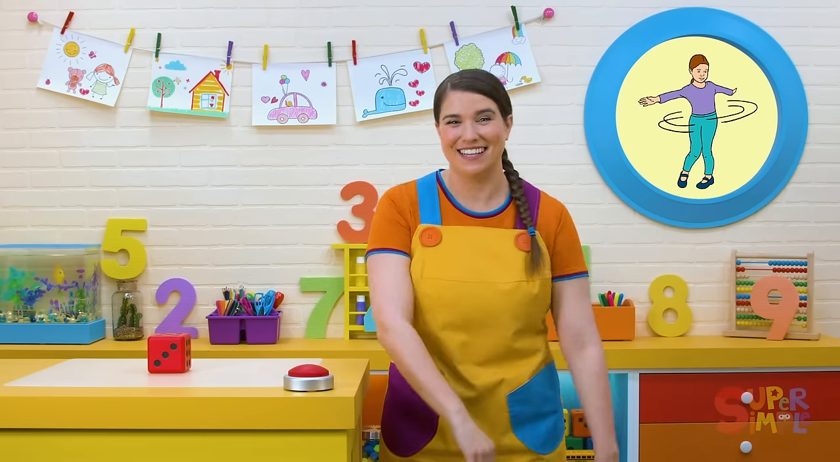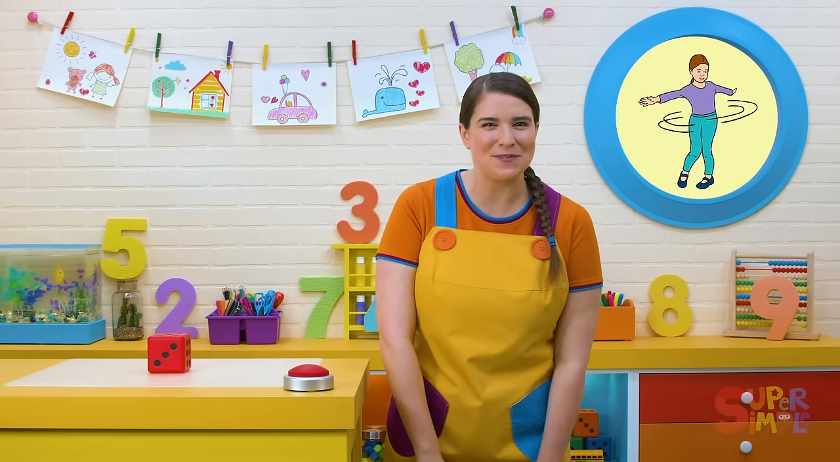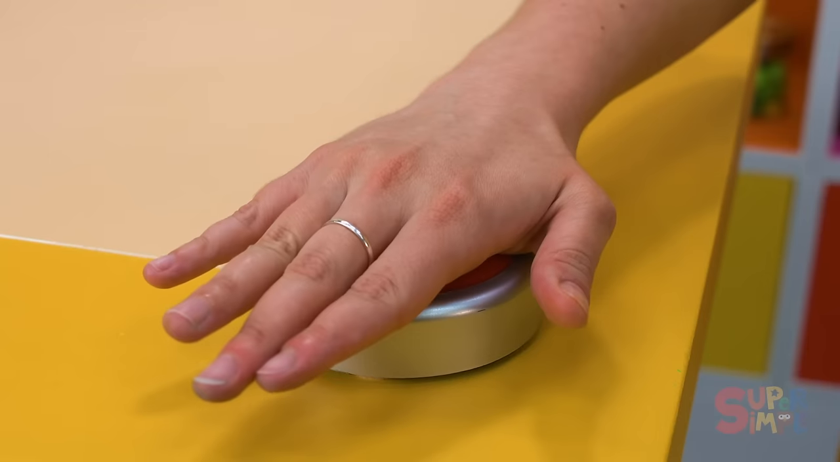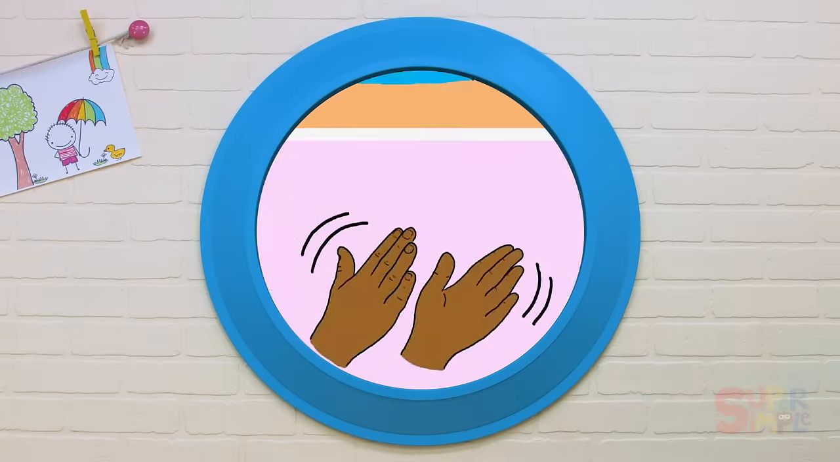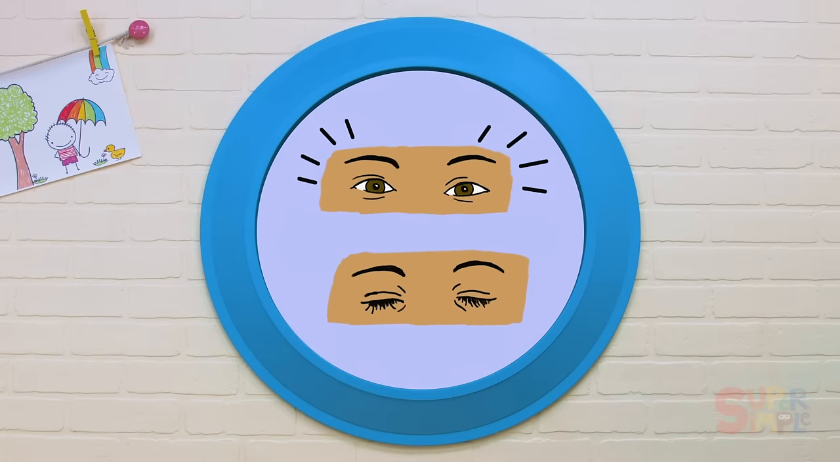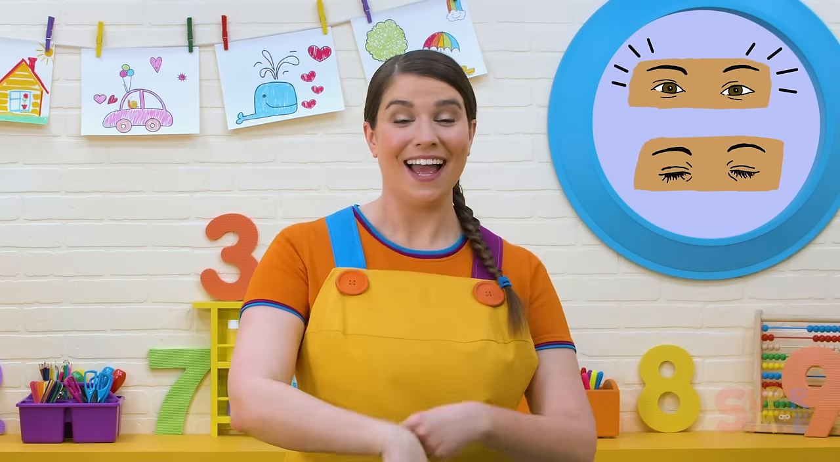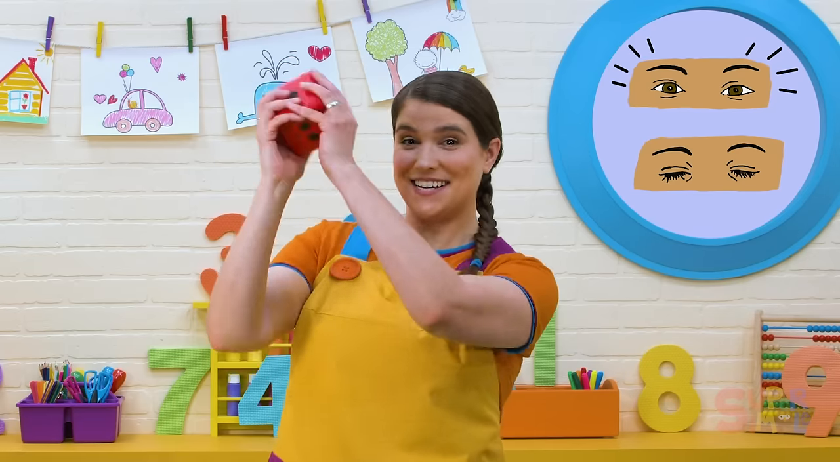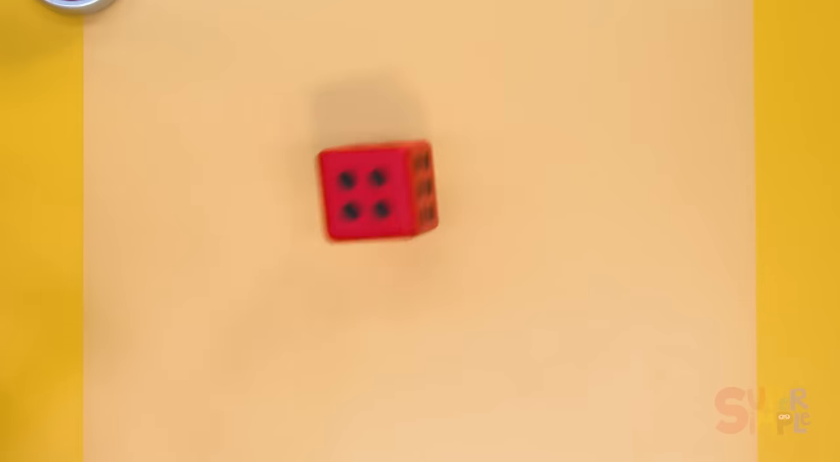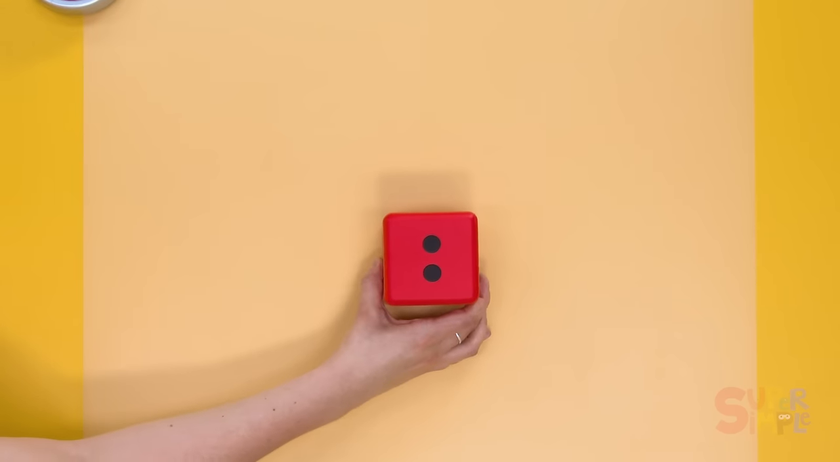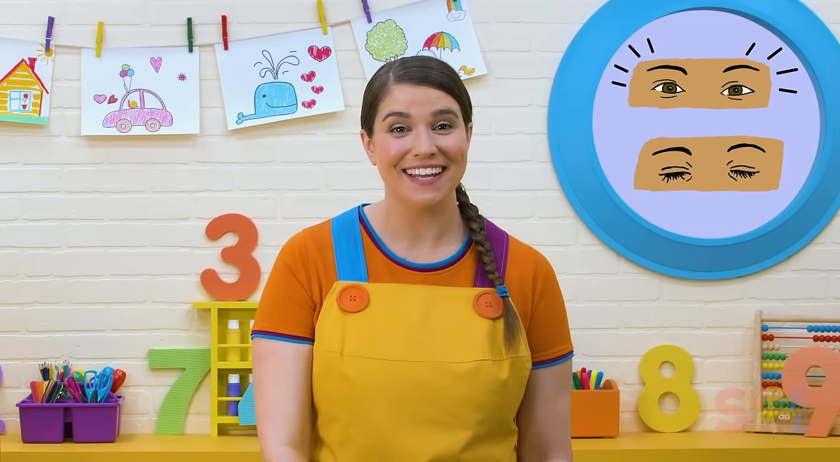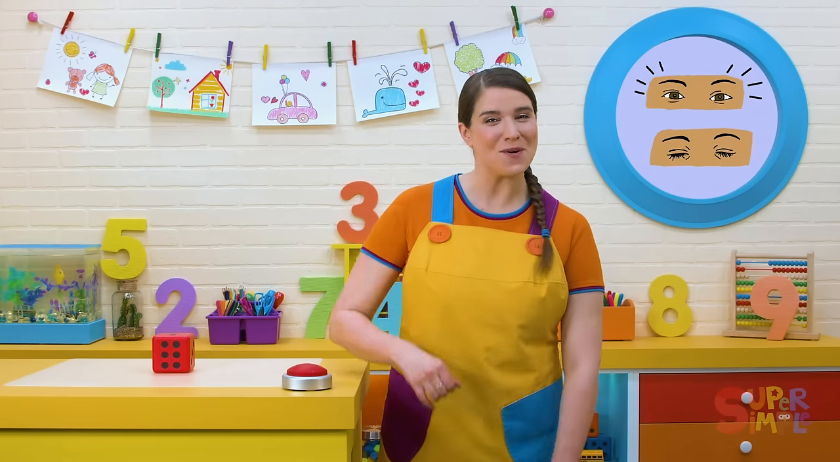Whew! That was fun. Let's see what the big red button will choose next. What will it be? Blink. Blink your eyes. Okay, let's roll the dice. Shake, shake, shake. Shake, shake, shake. And roll. Ooh. 1, 2. 2 blinks. Are you ready? 1, 2. Nice job. Let's do 1 more.